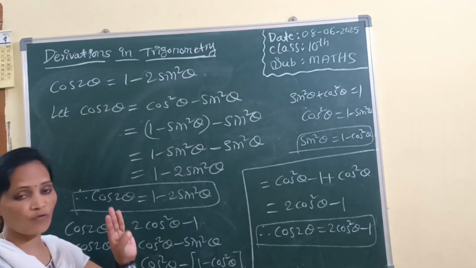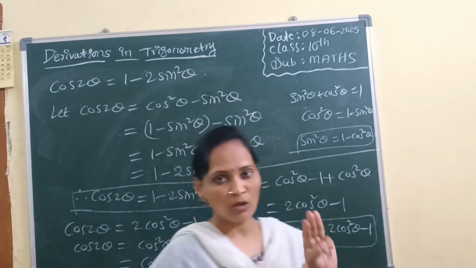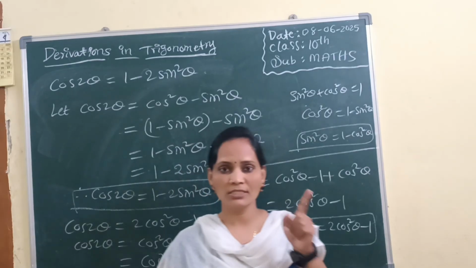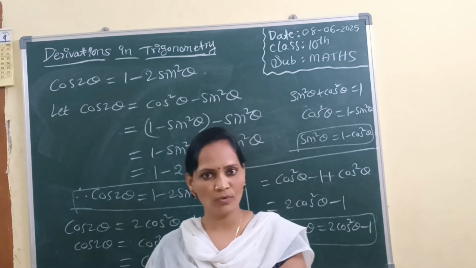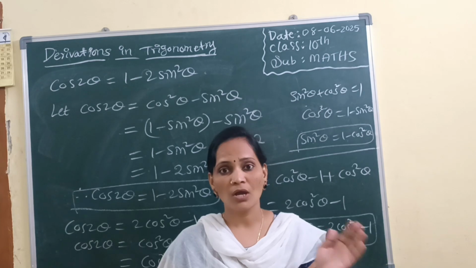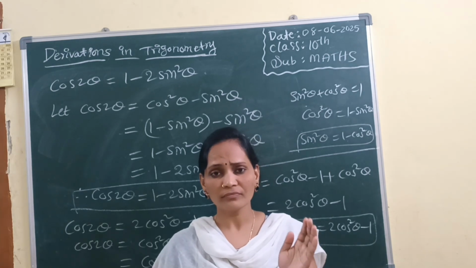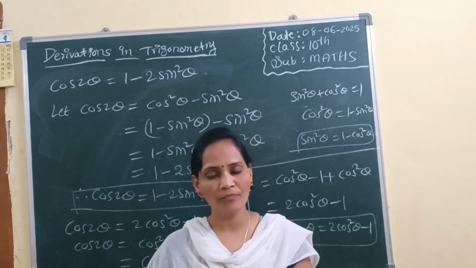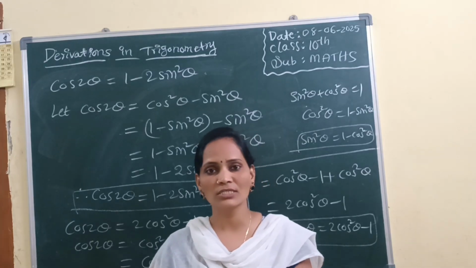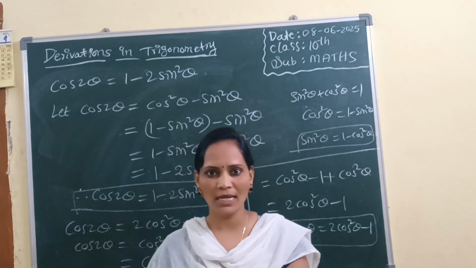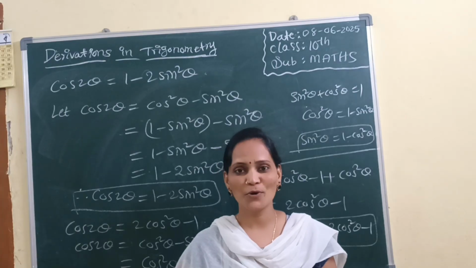Okay, we have three formulas for cos 2 theta. One is cos 2 theta is equal to cos square theta minus sin square theta. Second one is cos 2 theta is equal to 1 minus 2 sin square theta. Third one is cos 2 theta is equal to 2 cos square theta minus 1. Okay, I hope you understand.